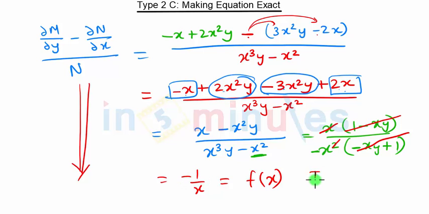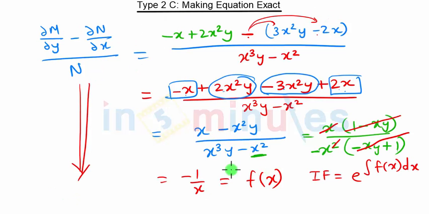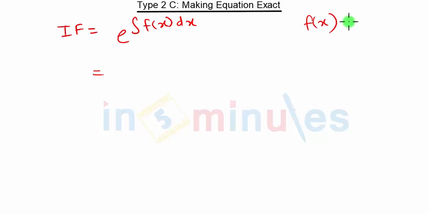So our integrating factor is nothing but e raised to integration of f of x into dx. Now we are going to find the integrating factor. What is f of x? F of x is nothing but, we just found, minus 1 upon x. So e raised to integration of minus 1 upon x into dx.